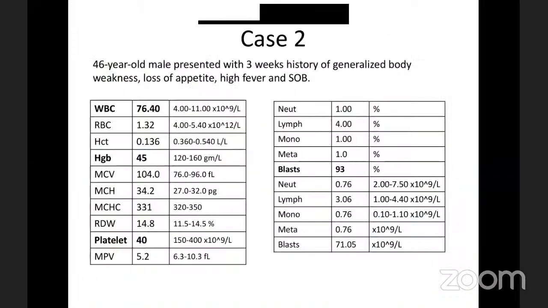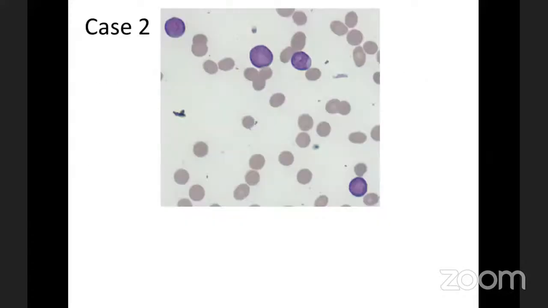Okay, case 2. This is a 46-year-old male patient presented with a 3-week history of generalized body weakness, loss of appetite, and high fever and shortness of breath. The patient has leukocytosis, marked anemia, and thrombocytopenia. And the technologists will call you about 93% circulating blasts. So you will need your peripheral blood smear for at least a provisional diagnosis.